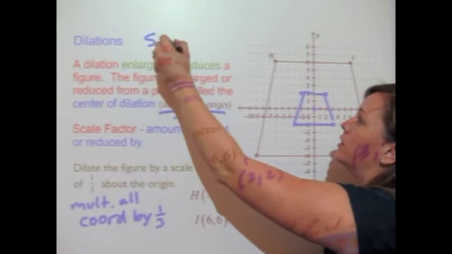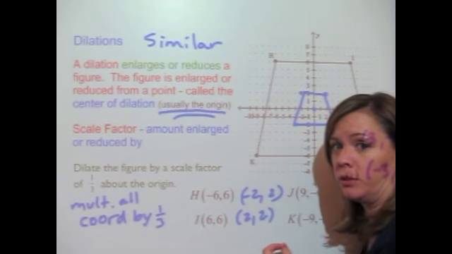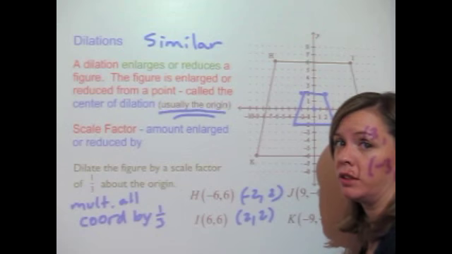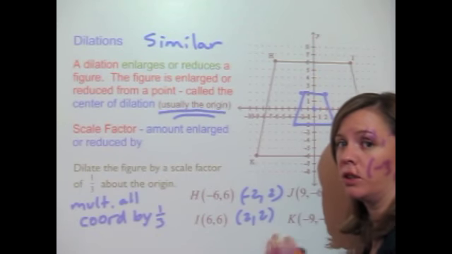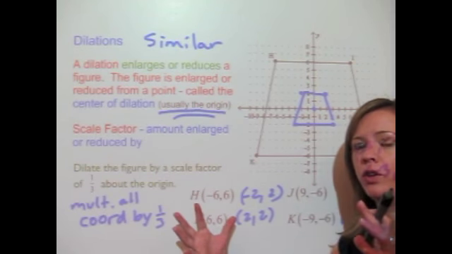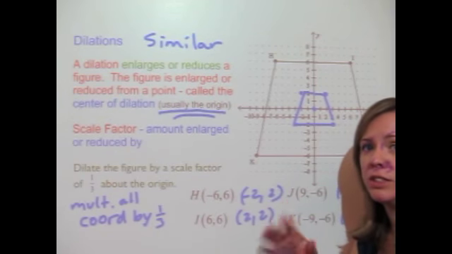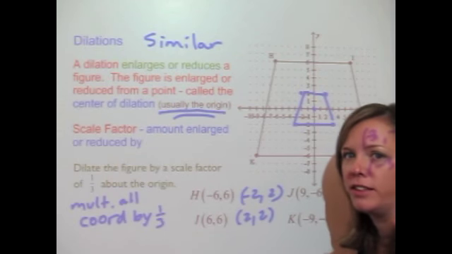A dilation will always be similar to the original figure, but not congruent to the original figure, because it's either going to be bigger or smaller. All right, that's all you need to know for coordinate geometry. Think about how you can put some of these ideas together. Look at dilations, transformations, and distance in order to identify things about your figures.